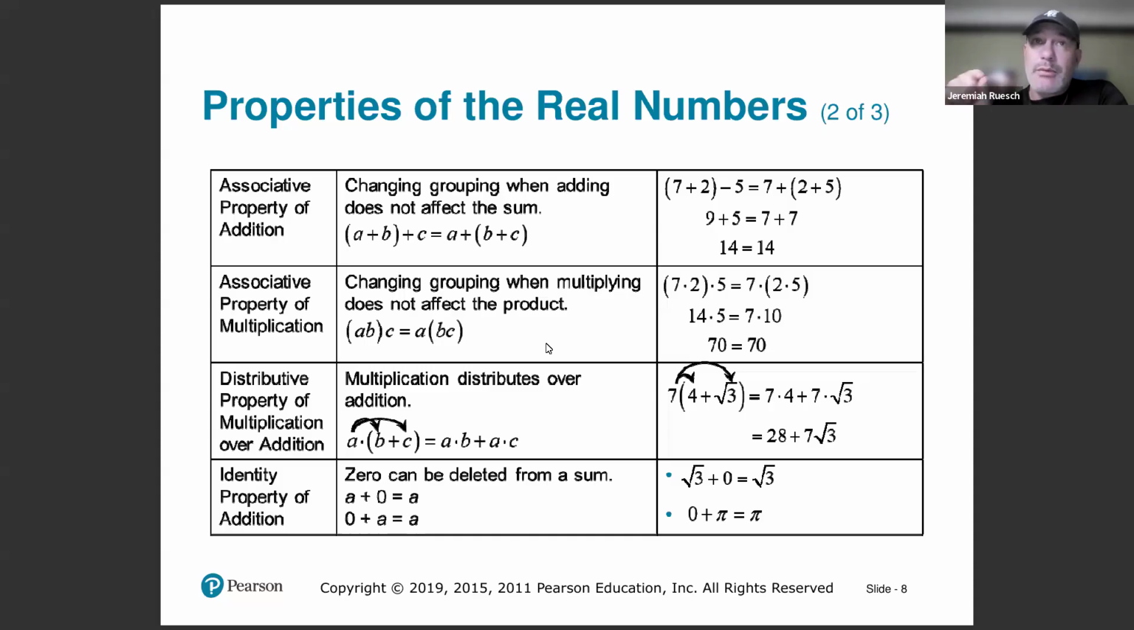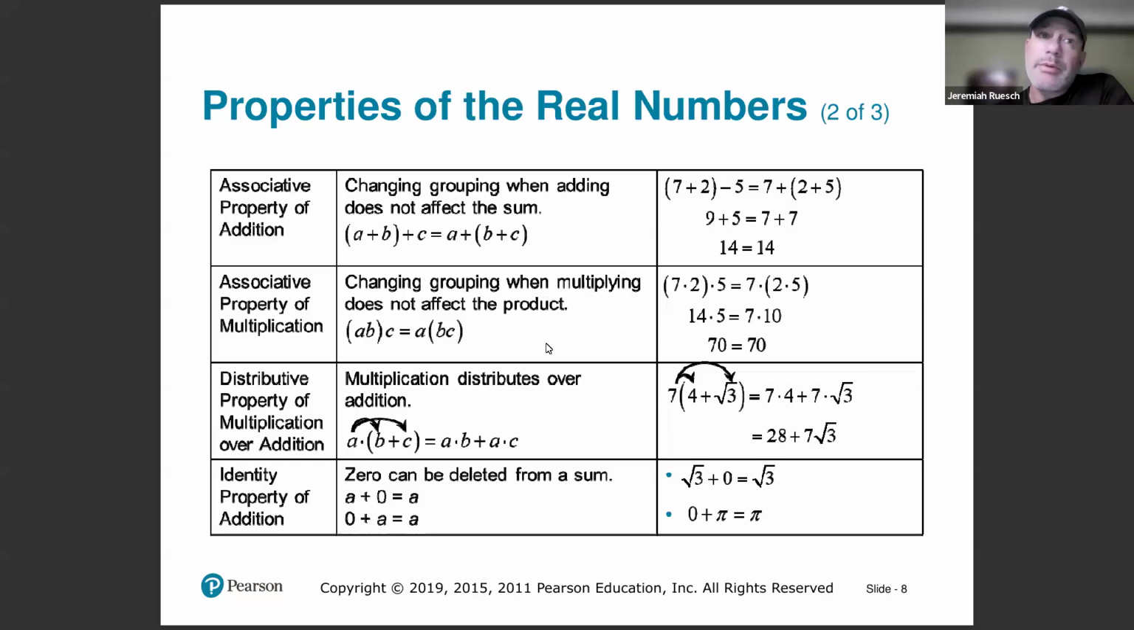But on the right-hand side, we're going to add the last two elements first, B and C. We're going to multiply the last two elements, B and C, together first. And then we're going to multiply or add by the first element. And what this is saying is it doesn't matter what order you combine them in using multiplication or addition, as long as you do them in whatever order, you're going to get the same result.